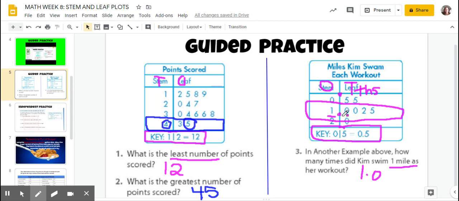So that means I'm only going to focus on the leaves that are in line with the 1. All right, let me put a decimal here so it's easy for us to see. This is 1 and these are your tenths. The leaves represent the tenths. So I'm looking for the number of times that Kim swam exactly 1 mile or 1 and 0/10 miles. So I'm going to count all of the leaves that are a 0, and I found 2 of them. This tells me that Kim swam 1 mile as her workout 2 times.